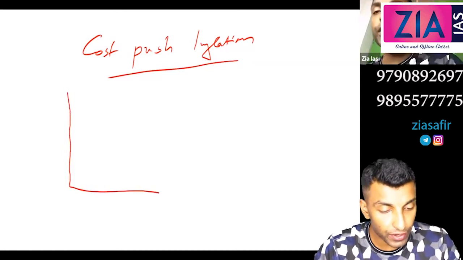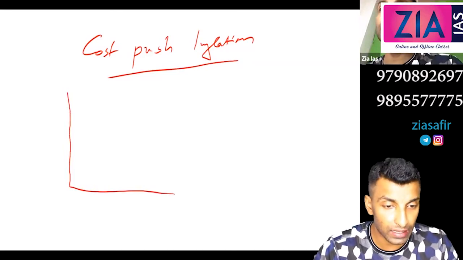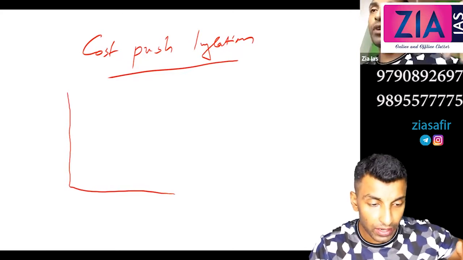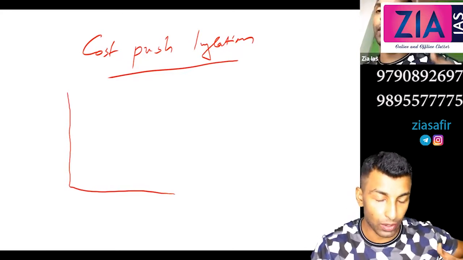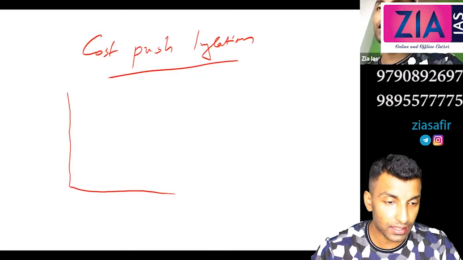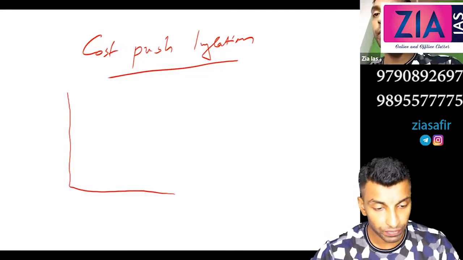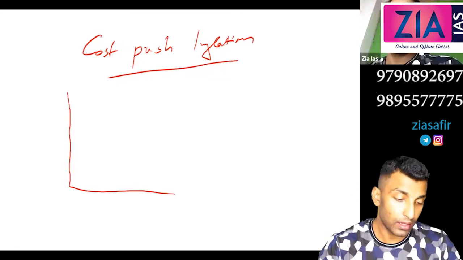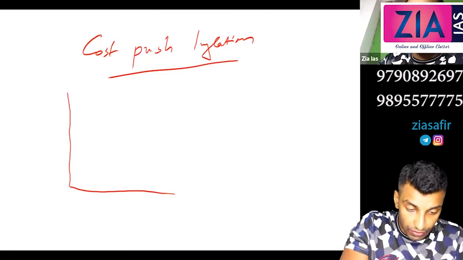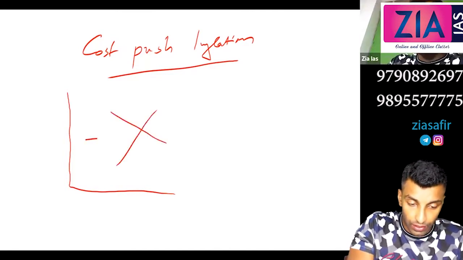So cost push inflation is basically because of decrease in supply. Before, it is because of increase in demand; here, decrease in supply, opposite. And why is supply decreasing? When the cost of production is more, the supply is decreasing. Okay, so let's suppose this is a normal situation. You can draw it properly.